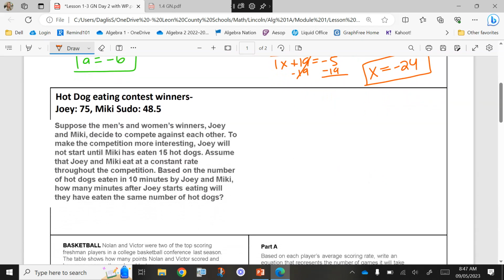First word problem. Hot dog eating contest winners. Do y'all watch this on the 4th of July? No. Joey Chestnut? You don't know who Joey Chestnut is? He is a real person, and he wins the hot dog eating contest like every year. It's crazy. Huh? No, he's not, actually.